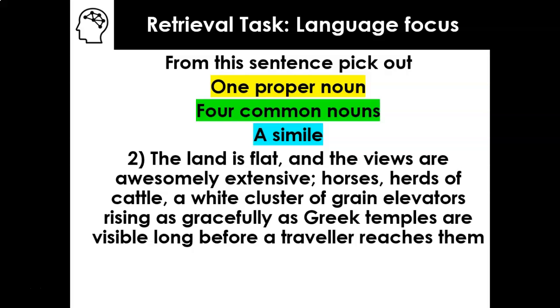Okay, so 1 proper noun. What are we looking for, guys? We're looking for, yes, brilliant, a capital letter. So where's our capital letter? Greek. There you go, Greek temples. So Greek there is our proper noun.